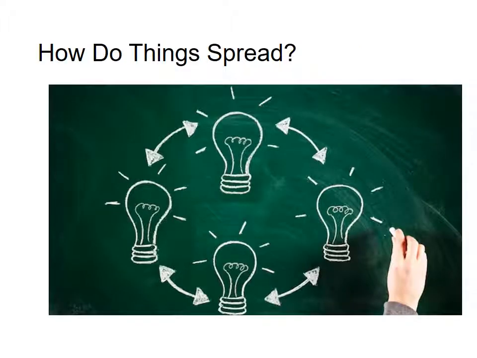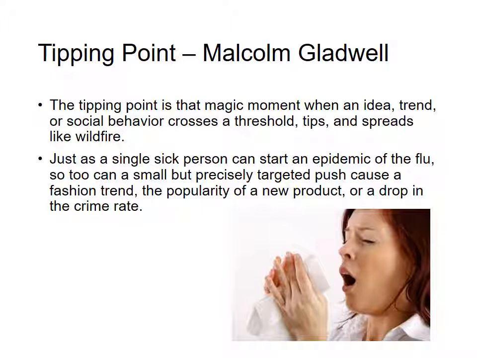How do things spread? One theory is the tipping point by Malcolm Gladwell. The tipping point is that magic moment when an idea, trend, or social behavior crosses a threshold, tips, and spreads like wildfire. Just as a single sick person can start an epidemic of the flu, so too can a small but precisely targeted push cause a fashion trend, make a new product popular, or in fact impact the crime rate. So it's not just for marketers in particular.